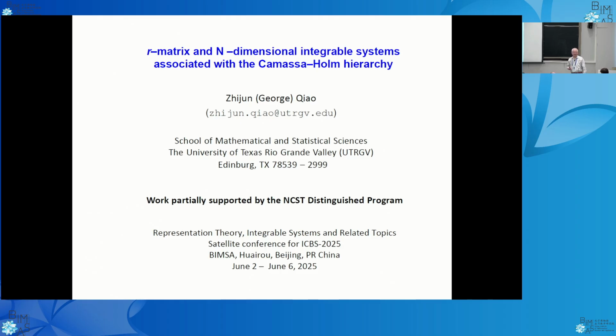I think this is a great opportunity to do collaboration with people working on representation theory. So my title is R matrix related to the Camassa-Holm hierarchy, but it's finite integrable systems. And this is of course in the area of integrable systems.